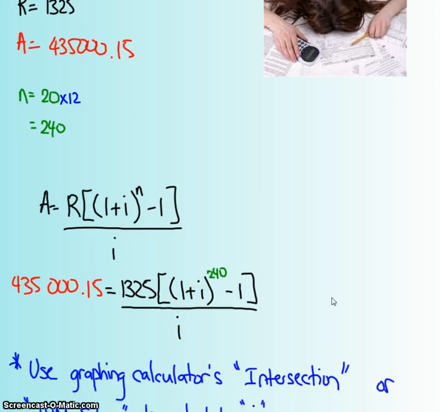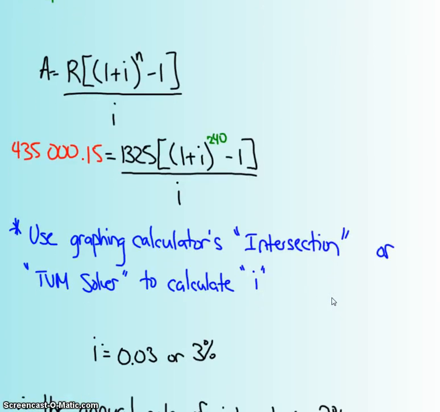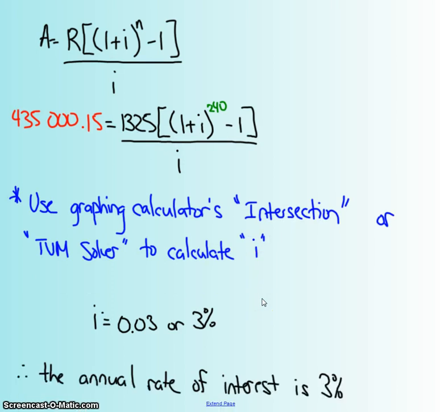Now remember, it's really difficult to actually look for i. You can use your graphing calculator using the intersection method or the TVM solver and calculate i. So again, we went over this in class before, so I'm not going to go over it in this video. But if you have any questions, you can always ask. Okay, so going through the graphing calculator, either way, it gives you an interest rate of about 3%. Okay, so we're just going to add a therefore sentence. The annual interest rate is 3%.